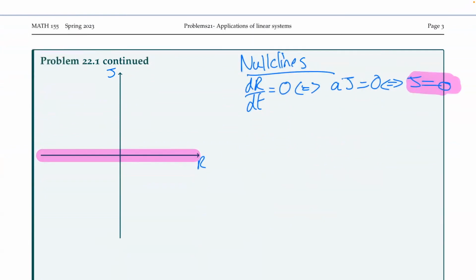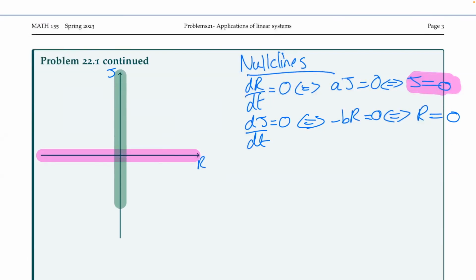Okay, let's think about dJ/dt equal to 0. Well, there we have minus BR is equal to 0. And since B is positive, this means that R has to equal 0. That means that my other null line is here. And the intersect at the origin, that's our equilibrium for the system.